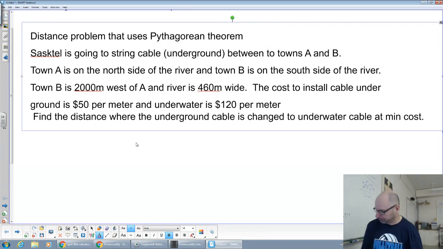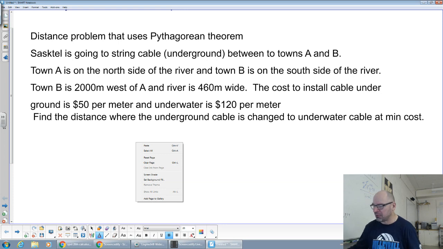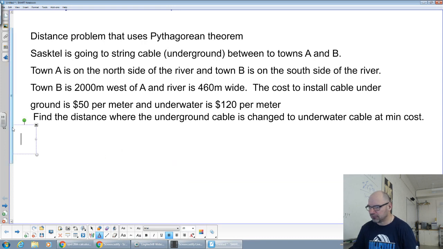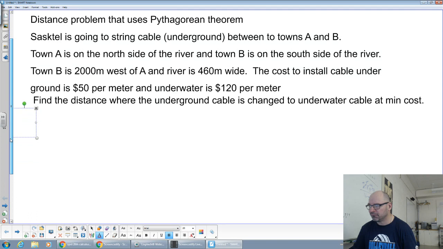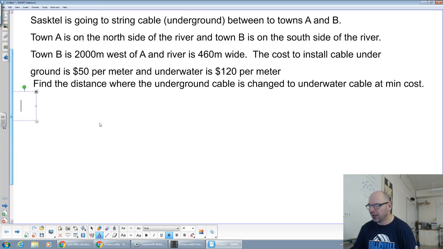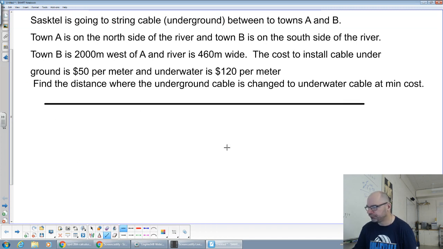So let's draw the picture. We're going to do a Pythagorean picture. We're going to string this along here, and this is going to end up using the Pythagorean theorem in the end. Let me move this up a little bit here. Let's draw the banks of our river. Let's use the straight line tool here. Here's our river.